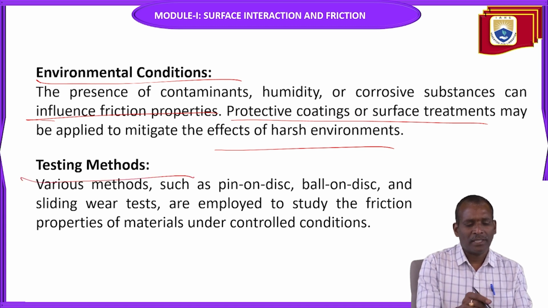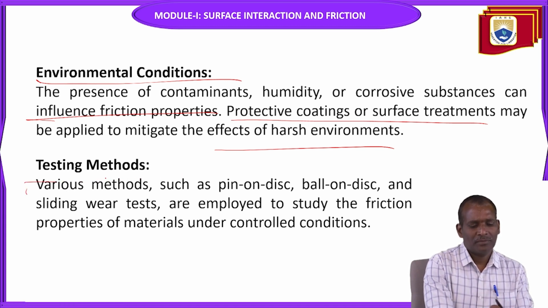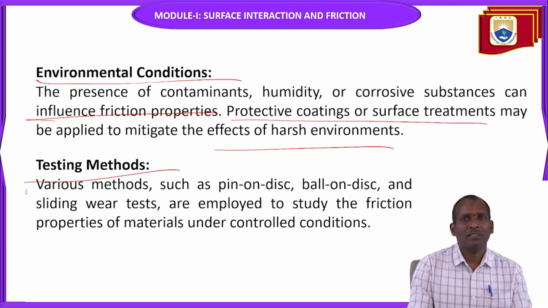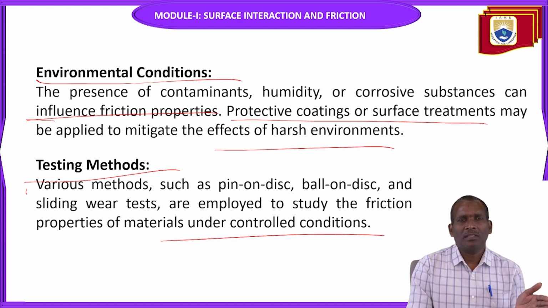Next one is testing methods. Different testing methods are there to calculate the wear and the friction. Various methods such as pin on disc, ball on disc, and sliding weight tests are employed to study the friction properties of materials under controlled conditions. Controlled conditions means under a certain load condition and temperature condition. Clear? So there is a method to calculate the wear and friction.